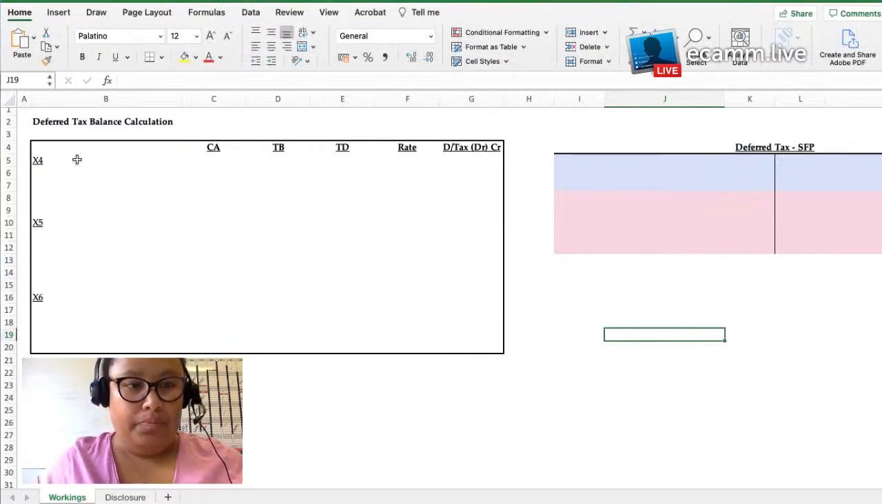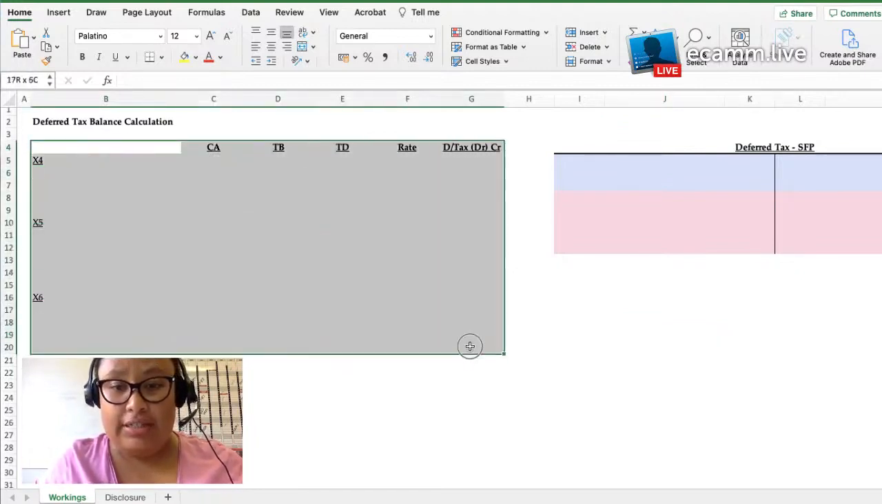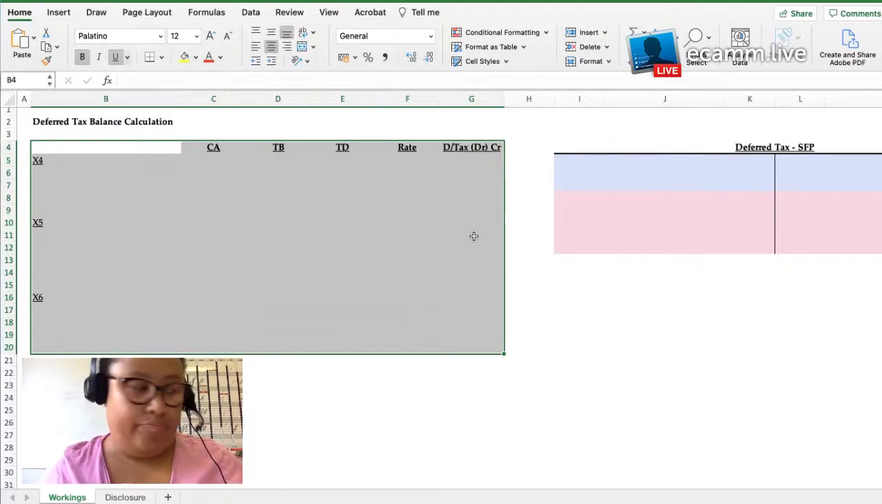Okay, so when I'm looking at the deferred tax balance, if I were to calculate the balance, now this is the sort of table that you're used to seeing. Okay, carrying amount, tax base, temporary difference, what's the tax rate, and then what is the deferred tax asset or liability. Well, at least the debit or credit.